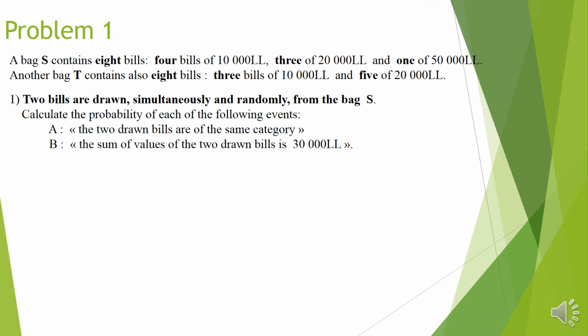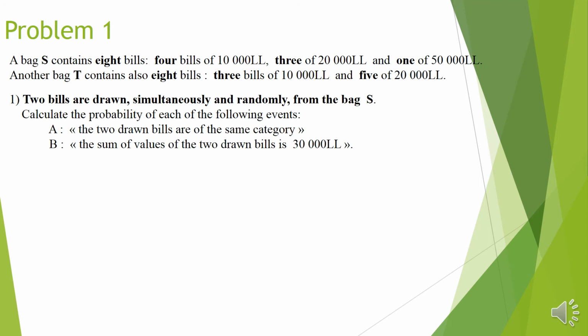Pay attention to the word "or" later. B: the sum of values of the 2 drawn bills is 30. Their sum is 30. So what are the possibilities here? 10 and 20. The first 10, so one of them 10 and the second 20. Could both of them be 10? No. Both of them 20? No. Both of them 50? Definitely not.